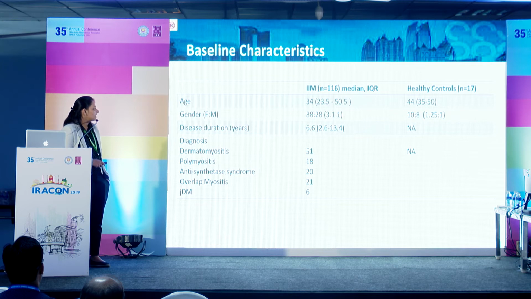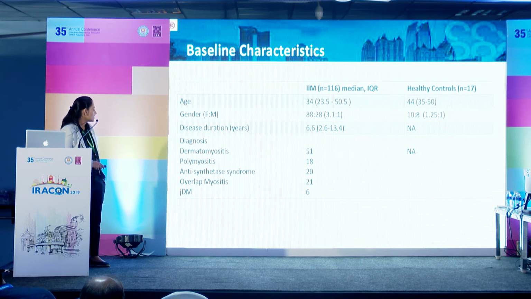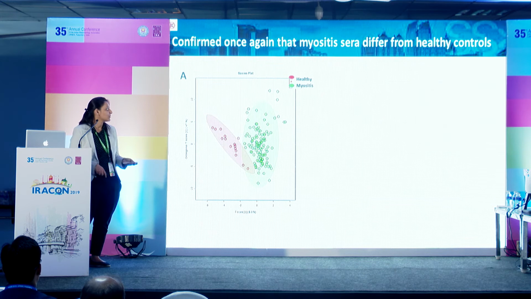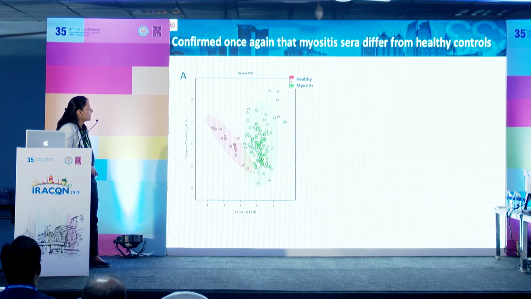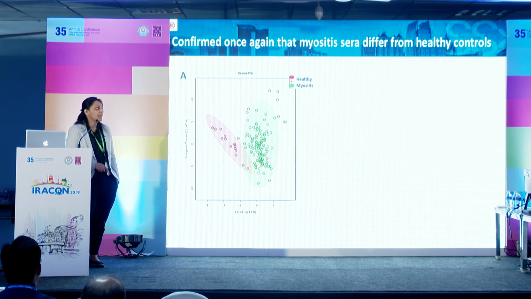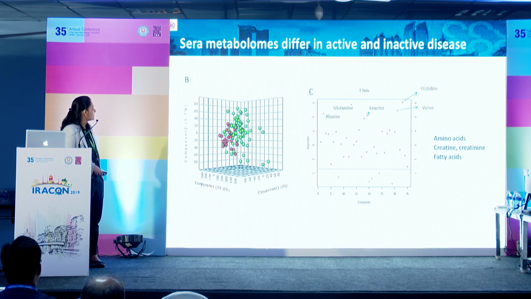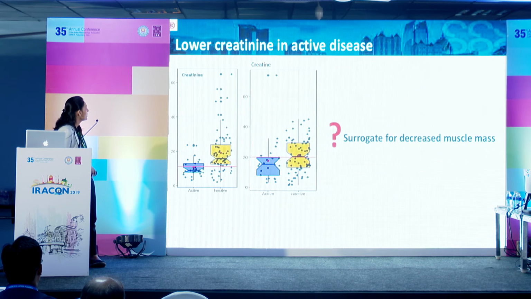So the median age was 34, and in our cohort, the largest size was that of dermatomyositis, although we did have good numbers of antisynthetase, overlap, and polymyositis as well. So again, we confirmed once again that myositis sera exhibit differential clustering from healthy controls, even in the larger cohort. And the sera metabolomes also differ in active and inactive myositis, and here the differences, as you can see, were in histidine, valine, mostly amino acids, although there were also differences in creatine, and also some of them in fatty acids, which we'll look at in a minute.